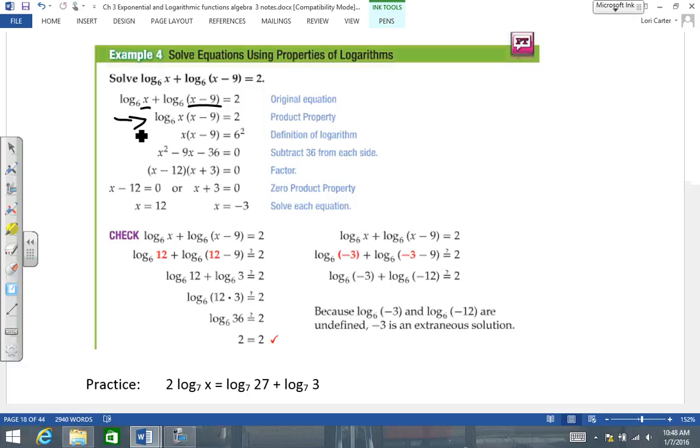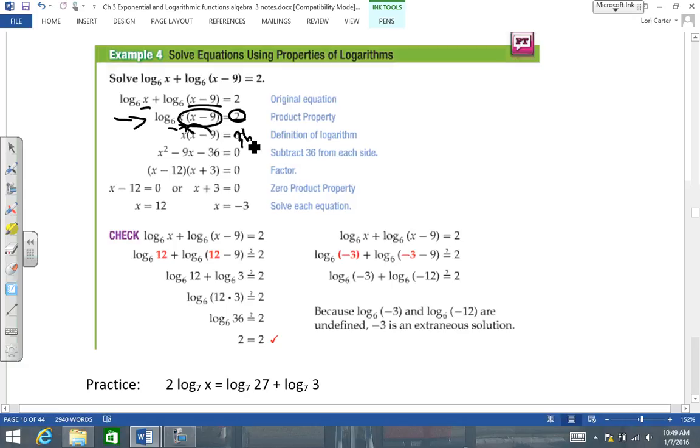Remember, logs find exponents. So that's the exponent, 2. So this is 6 squared equals this. Are you there? So 6 squared equals x times x minus 9. Everybody okay? Okay, now we do our FOIL, our distribution. So you have x squared minus 9x, and then brought this all over in one step.